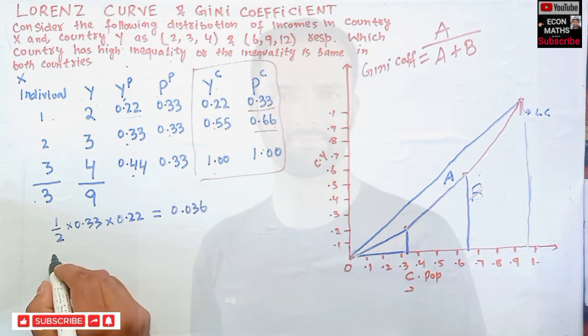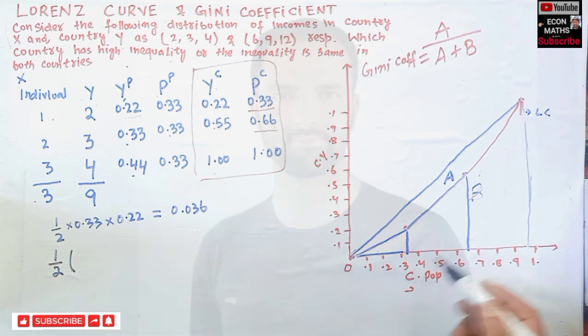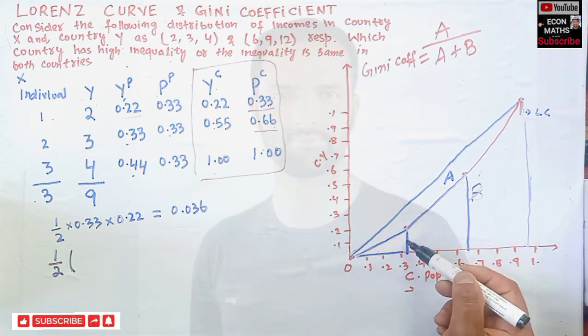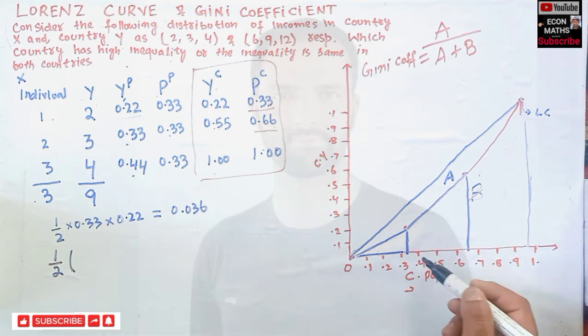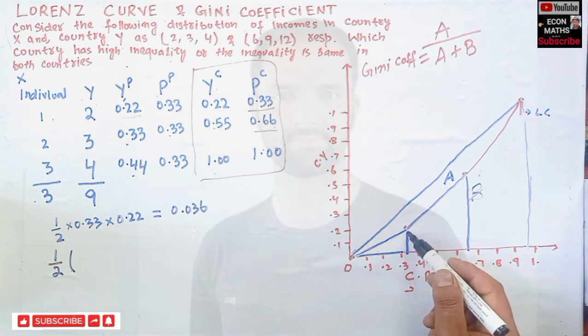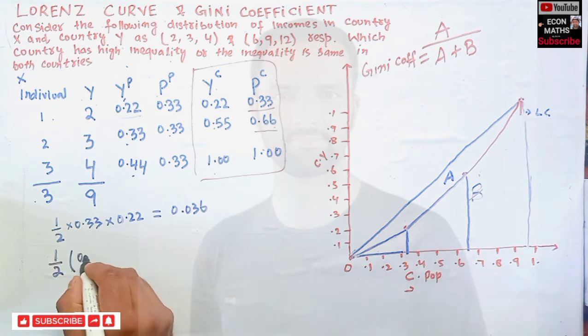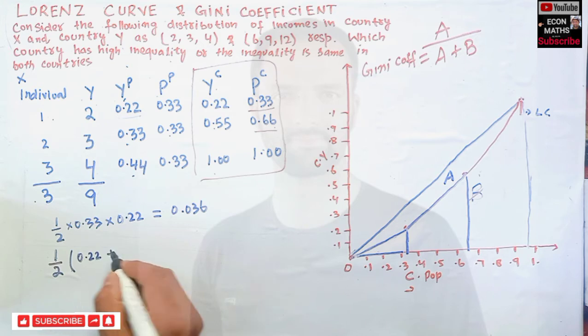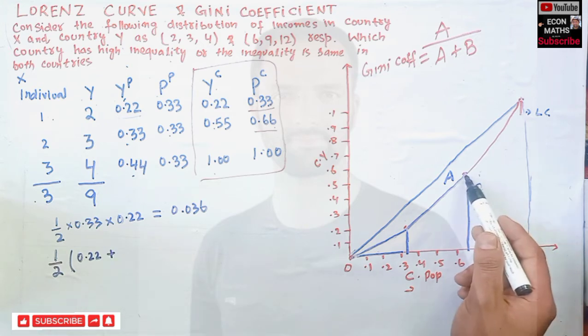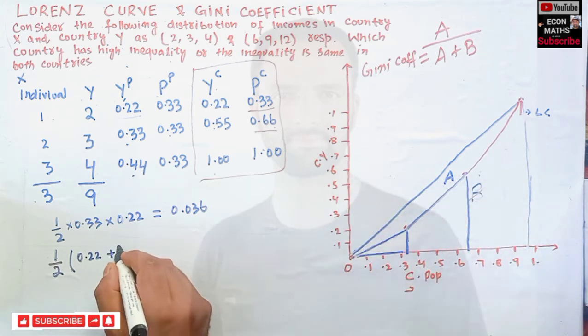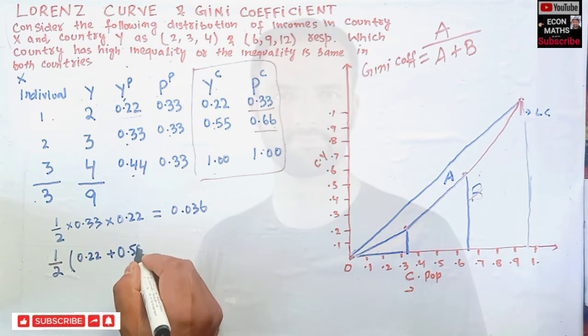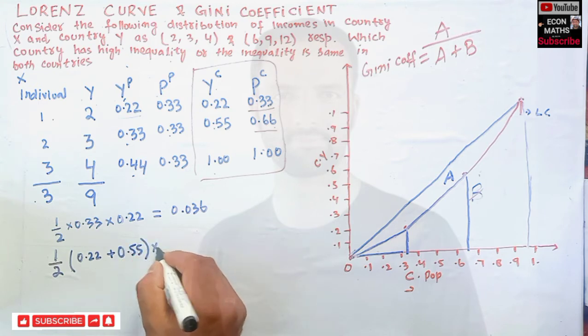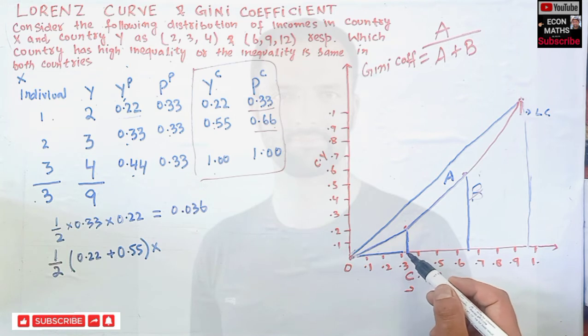Area of a trapezium is equal to 1/2 of the sum of parallel sides, the sum of this line and this line. So what is the height of this line? This is 0.22 plus, what is the height of this line? We have, this is 0.55 into height, right? Or here length.